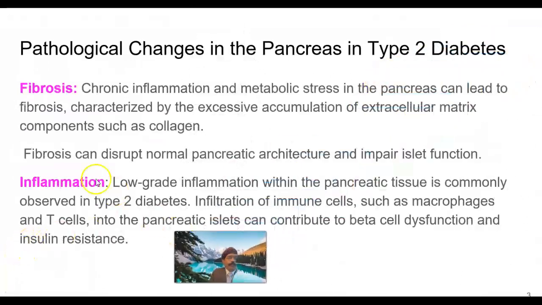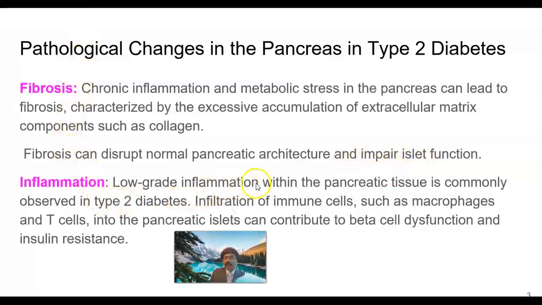Fibrosis. Chronic inflammation and metabolic stress in the pancreas can lead to fibrosis, characterized by excessive accumulation of extracellular matrix components such as collagen. Fibrosis can disrupt normal pancreatic architecture and impair islet function.